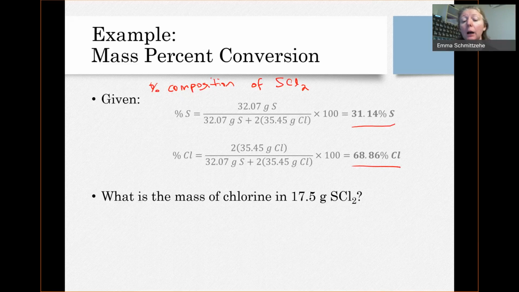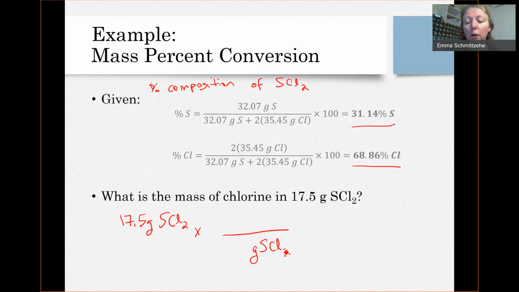Okay, and I want to know what's the mass of chlorine in a 17.5 gram sample of sulfur dichloride. So what I'm going to do is I'm going to set this up as dimensional analysis. And I'm going to take 17.5 grams of SCl2, and I'm just going to focus on the units. I want to get rid of that grams of SCl2.